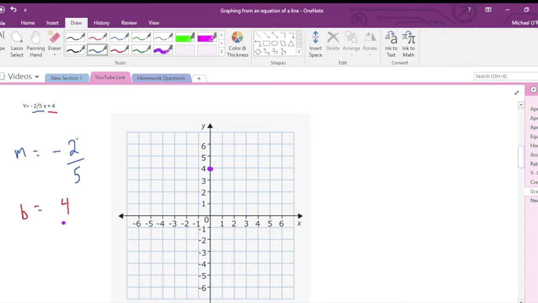Now I'm going to do my rise over run, and I go from my point here, -2 over 5. So -2, therefore I'm going to go down 2, and I'm going to go over 5. And there's where I'm going to put my second dot. -2, so down 2, over 5. And then I draw a line to go between those two dots.